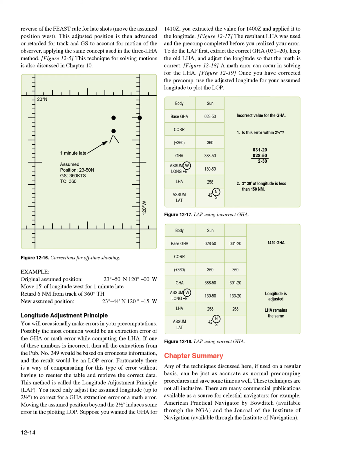There are many commercial publications available as a source for celestial navigators, for example, American Practical Navigator by Bowditch, available through the NGA, and the Journal of the Institute of Navigation, available through the Institute of Navigation.